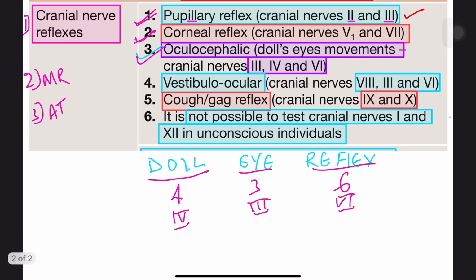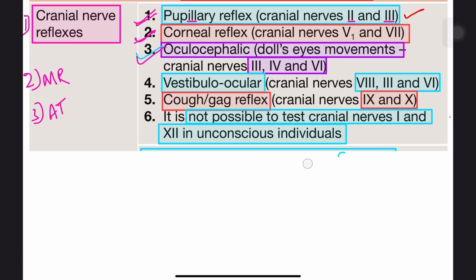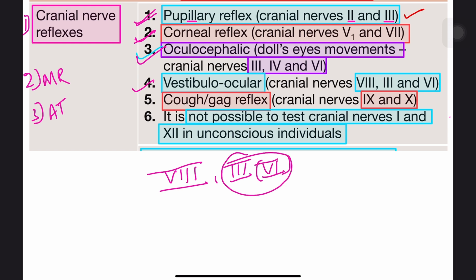Next is vestibulo-ocular. Vestibulo means something related to cranial nerve 8, and oculo is oculomotor, so it is 3. Also remember 6 is there, so 3 and 6. Just double it.